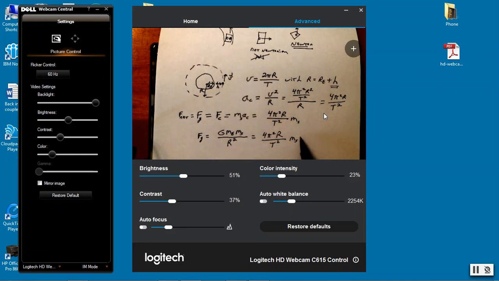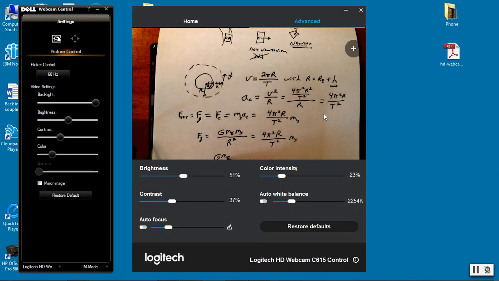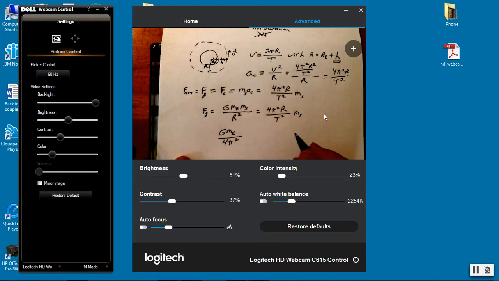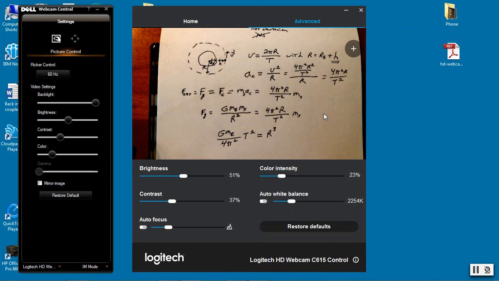Okay, so I'm working with this equation. The mass of the satellite is going to cancel out. I can cross multiply by r squared and also by t squared. So I'll do some algebra. Big G times the mass of the Earth divided by 4 pi squared t squared equals r cubed. And now we have everything we need. We know big G, we can look up the mass of the Earth, and we have said what we want the period to be.